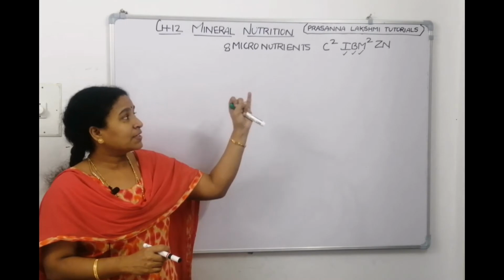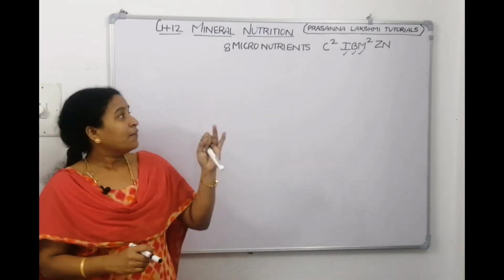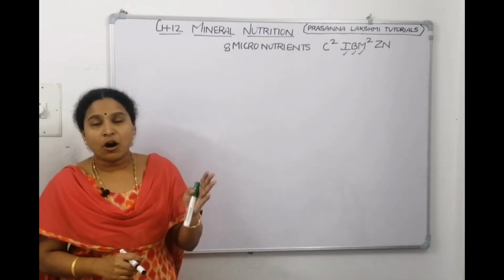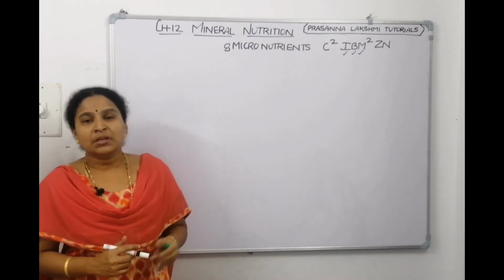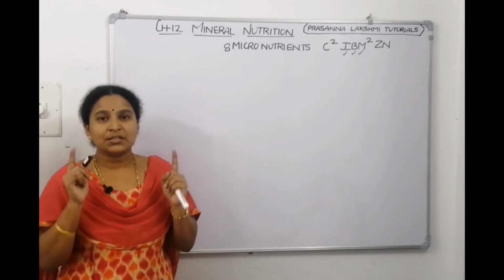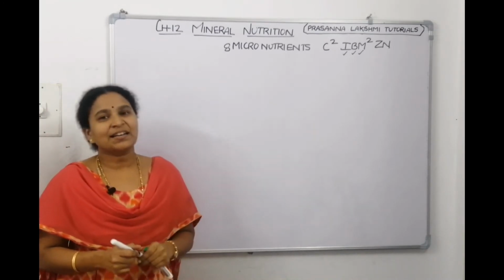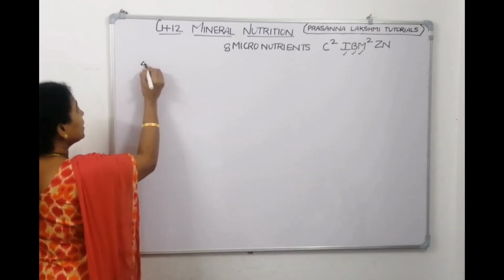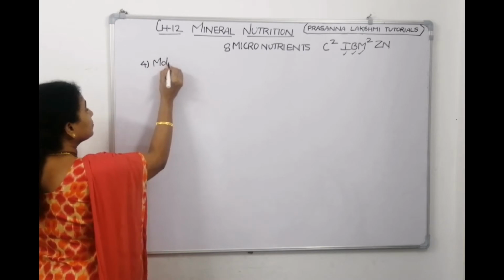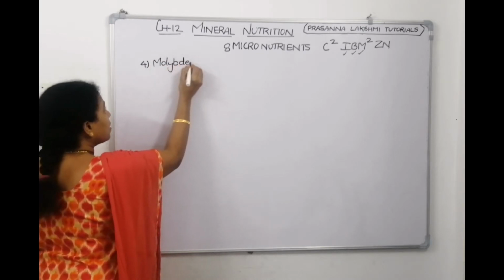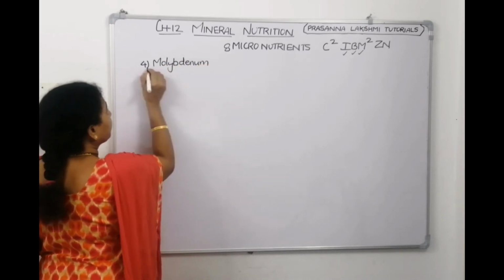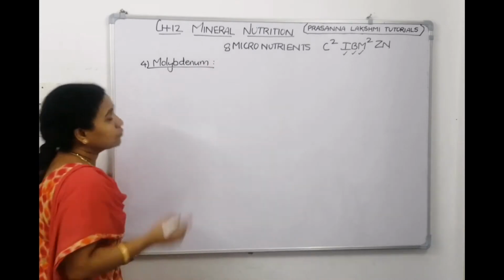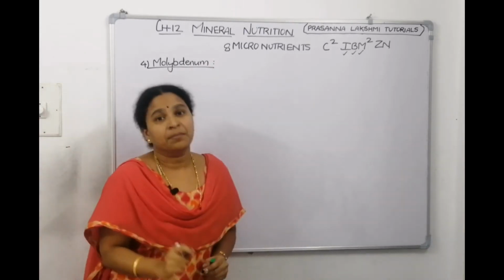After molybdenum we will discuss Z for zinc, N for nickel, and C for copper, last C for calcium. These 5 elements we are going to discuss in today's session. So let's start our class with the fourth micronutrient. What is that called? It is molybdenum. The fourth micronutrient is called molybdenum.